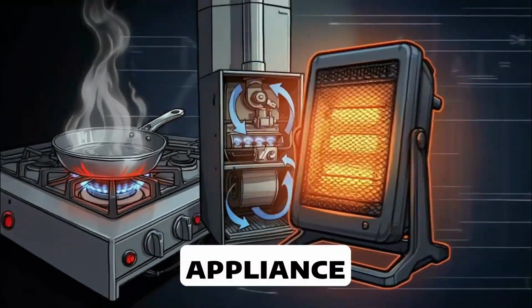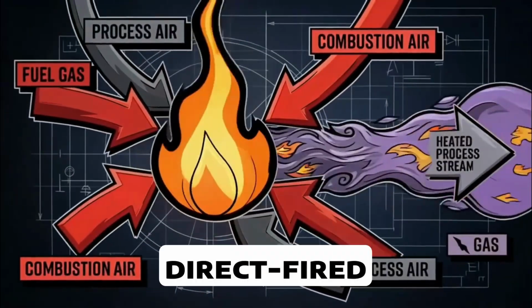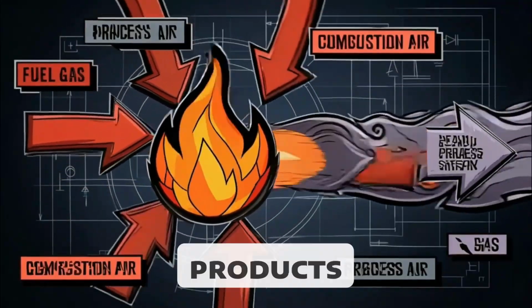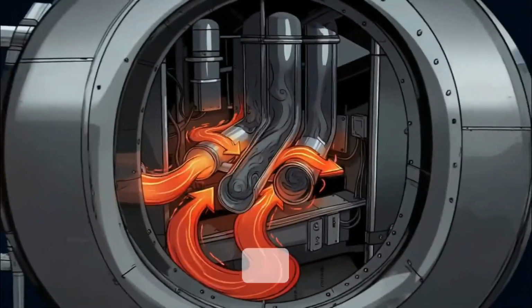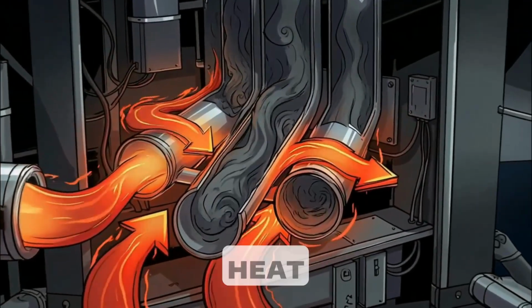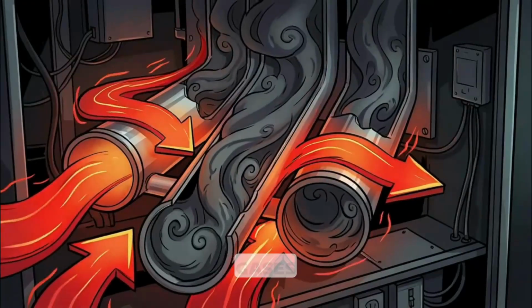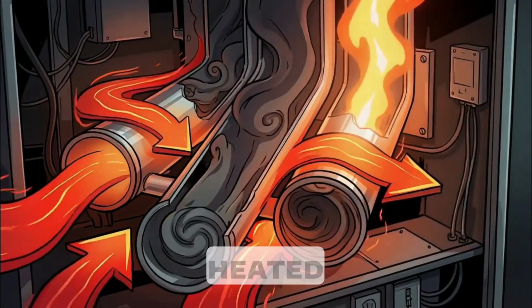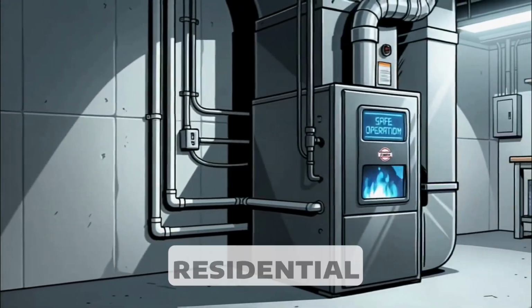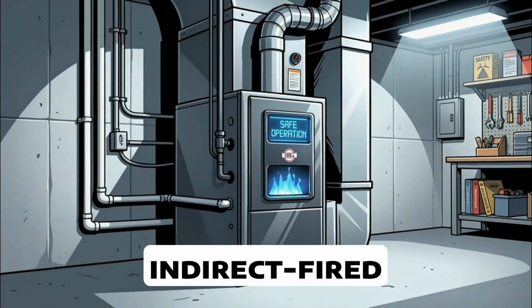Now let's cover appliance firing methods. A direct-fired appliance allows combustion products to mix with the heated air. An indirect-fired appliance uses a heat exchanger to keep combustion gases separated from the air being heated. That's why most residential furnaces are indirect-fired.